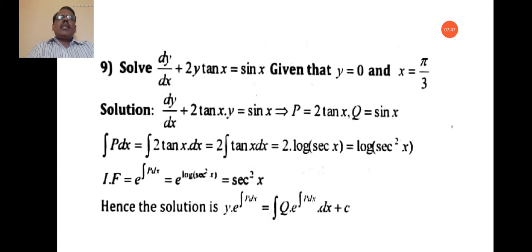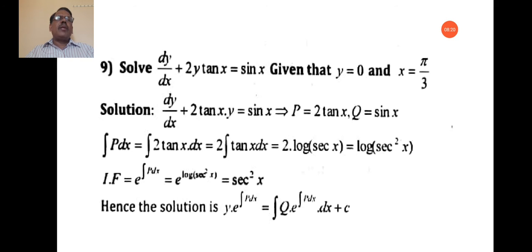So the integrating factor is equal to e to the power of integral of p dx, which is e to the power of log of secant square x. So e and log cancel, it is secant square x. Therefore, the integrating factor is equal to secant square x. In this way we can find the integrating factor.